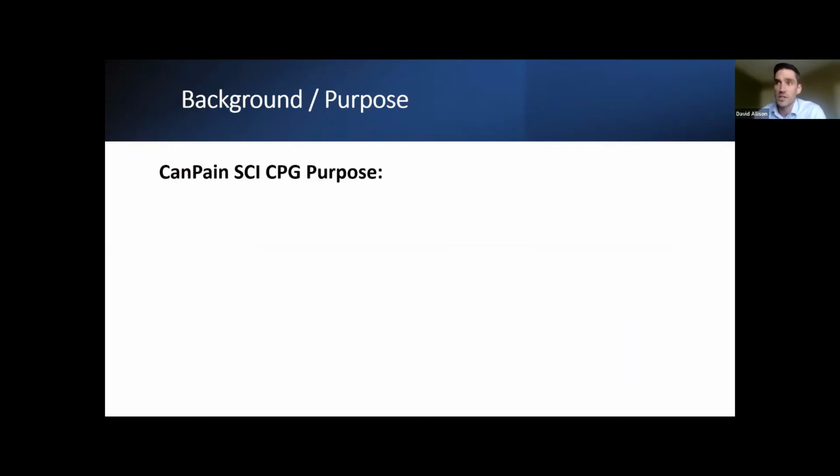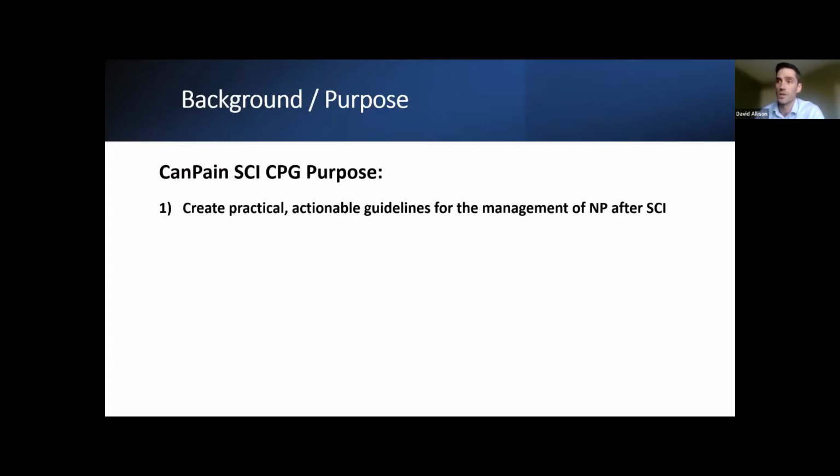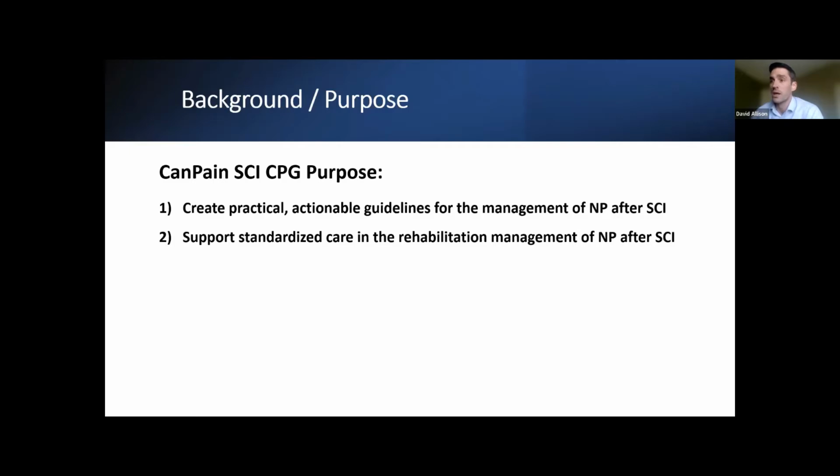So this led to the development of the Campaign Spinal Cord Injury Clinical Practice Guidelines. The main purpose of these guidelines was, one, to create practical, actionable guidelines for the management of neuropathic pain after spinal cord injury; two, to support standardization of care in rehabilitation; and three, to identify opportunities for further research. So where are there gaps in our current treatment research?